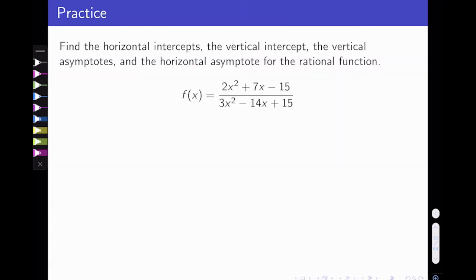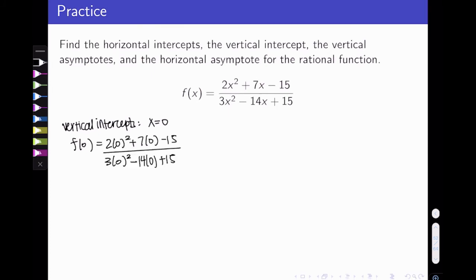We want to find the horizontal intercepts, the vertical intercept, the vertical asymptotes, and horizontal asymptotes for the rational function, and we will take a look at the graph of this once we have found all of those key components. As a reminder, the vertical intercepts come from where the function is evaluated at 0. So we evaluate f at 0. When the function is evaluated at 0, the numerator is negative 15. The denominator is positive 15, and the output is negative 1. And so this has a vertical intercept at (0, negative 1).